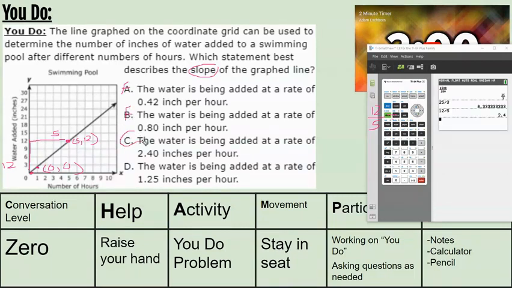And C would be our answer because that's going to be the closest to what we need. So C, the water is being added at a rate of 2.4 inches per hour, and the water is being added at a rate of 1.25 inches per hour.